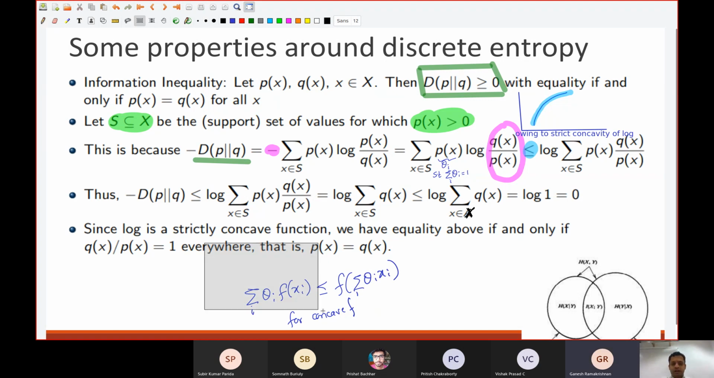Okay, so all I've done is I've taken the log outside and the theta is inside. Think of this f as the log. So that's it. Therefore, with that inequality, now the rest is very simple.